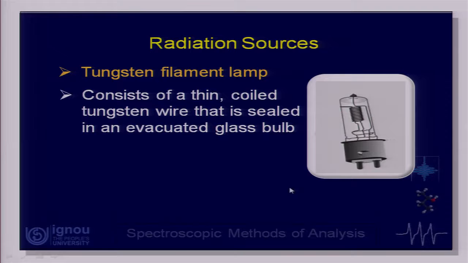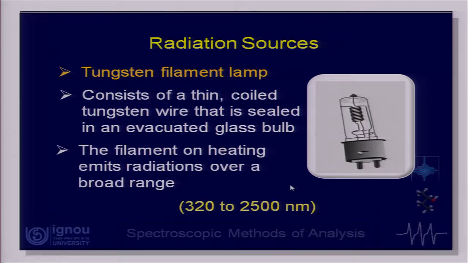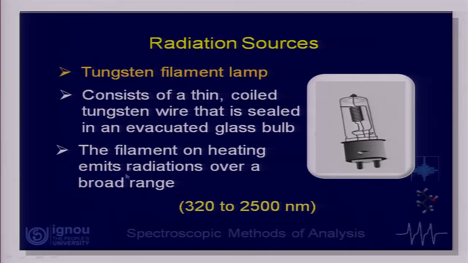When you give electrical energy to that, the filament gets heated up, just like the bulbs we use at home. When the current passes through, the tungsten filament gets heated up and starts glowing. When it glows, it gives out radiation in a wide range, from about 320 nanometers to about 2500 nanometers. It is a very broad range.